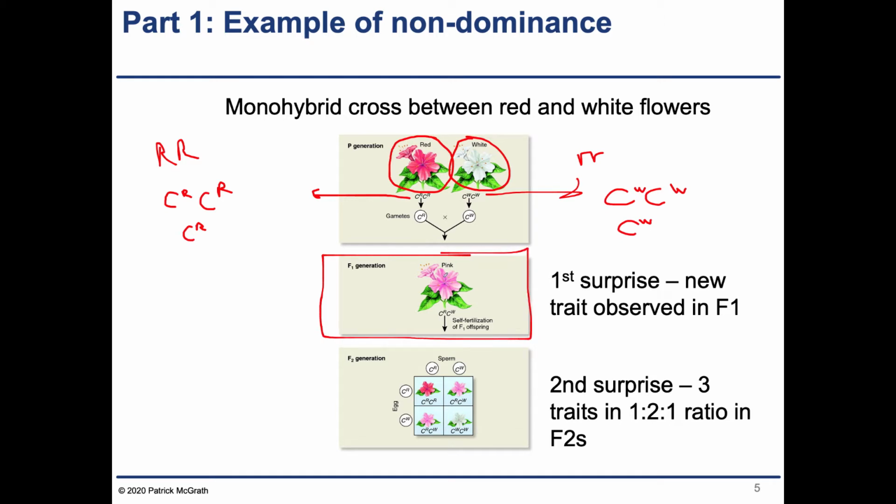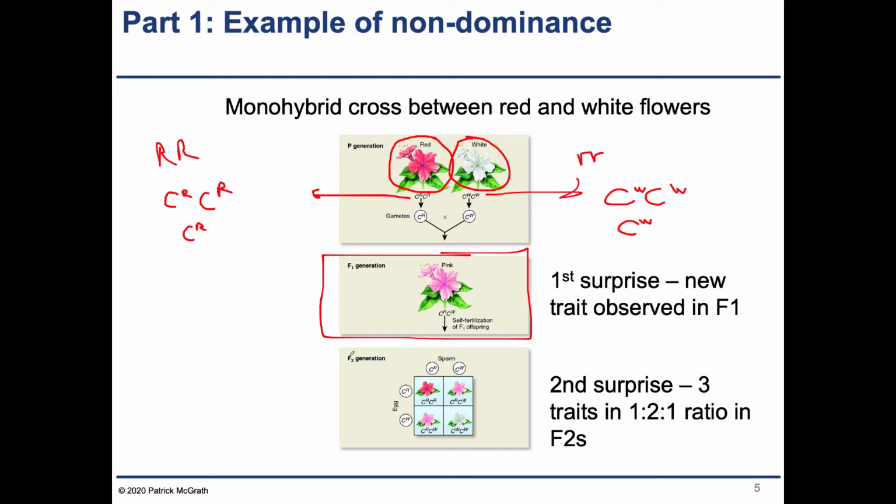And so the heterozygotes no longer have the same phenotype as one of the parents. They're not red, they're not white. In this case, these flowers are pink. So these pink flowers, this is the first kind of surprise. This is the first indication that it's not going to follow Mendelian genetics because it's a brand new trait.